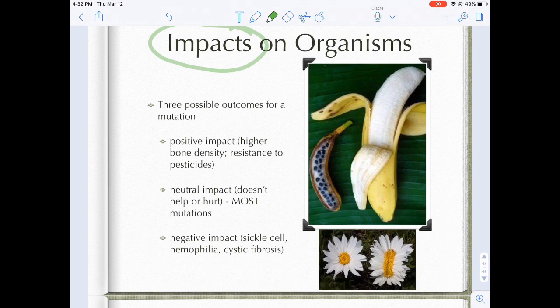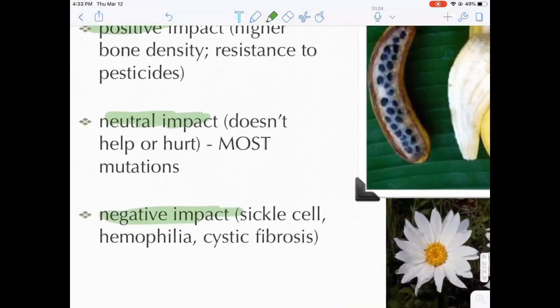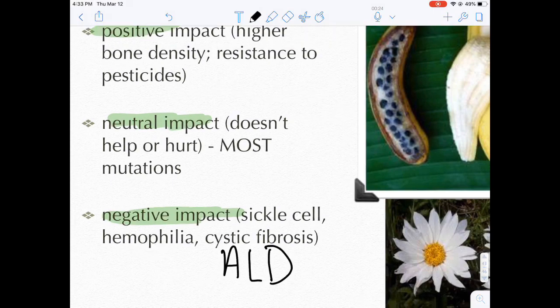So really, if you think about it logically, there's only 3 outcomes for a mutation. It can have a positive impact on an organism, because mutations happen in things that aren't people too. It can have a neutral or no impact, or it can have a negative impact, like when it causes a disease, like we talked about ALD in your chapter 13 project.